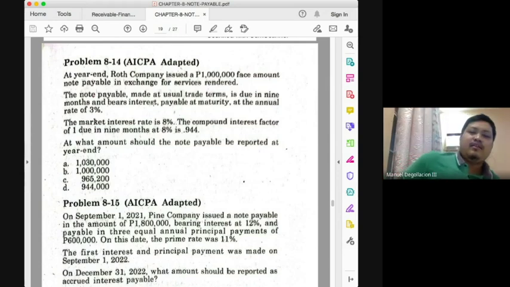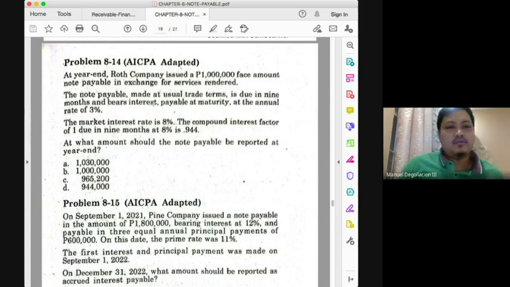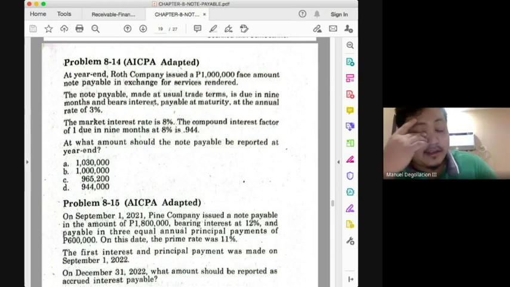The note payable will simply be reported at 1 million. Okay, no discounting will happen here. So your answer here will simply be 1 million. This will be a trick question. We only apply the solving of the present value for terms that exceed 1 year.